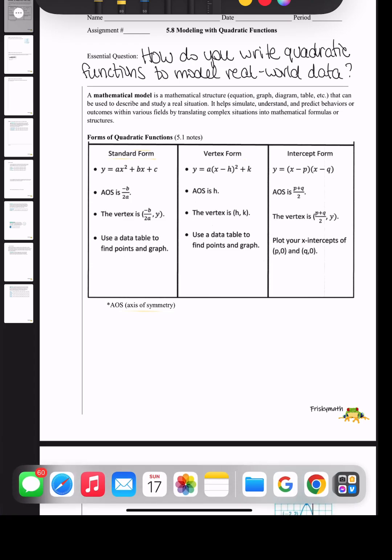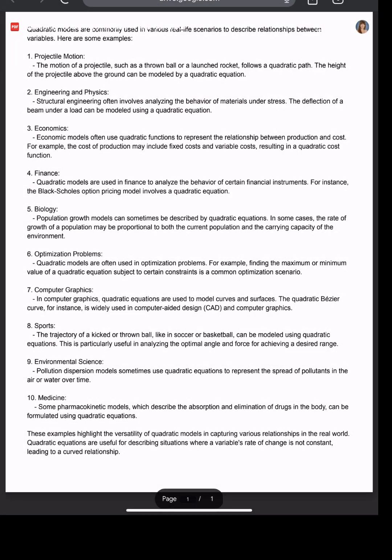There are other examples of modeling with quadratic functions, and you're going to continue to see these through various word problems. Some examples might be, in addition to projectile motion, engineering and physics, like building bridges, economics, finance, right? When do we make the most profit, or when do we have the least loss? Biology, optimization, so again, optimizing things, and how can we get the most area out of something? Computer graphics, we've talked a lot about it in sports, environmental science, and medicine. This is just to name a few, and this can be found on my website under 5.1.